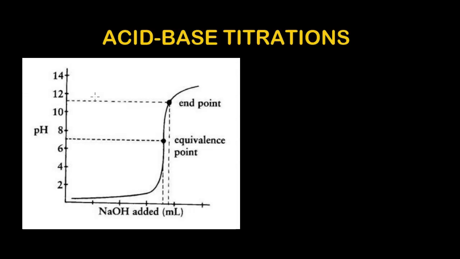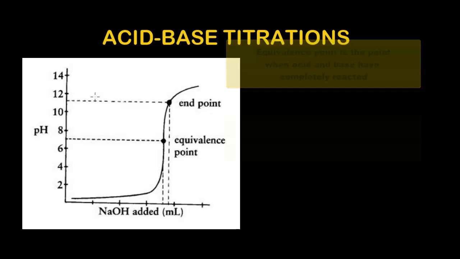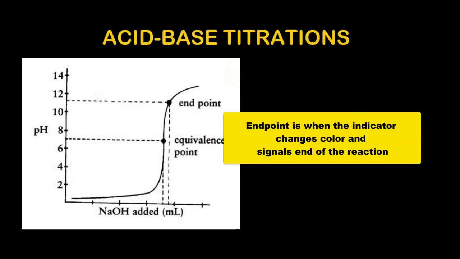When acid and base neutralize, or the acid and base reaction has completed, or the acid and base have reacted completely with each other, that point is called the equivalence point. Whereas when the indicator shows a color change, that is called the end point. So that is where we stop the reaction.